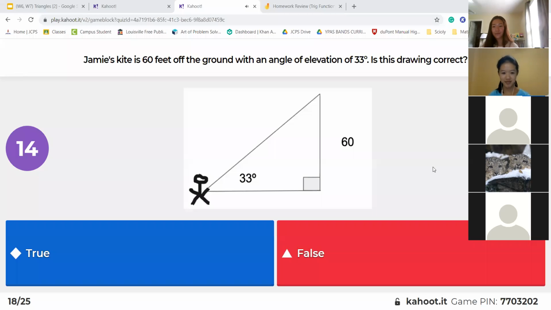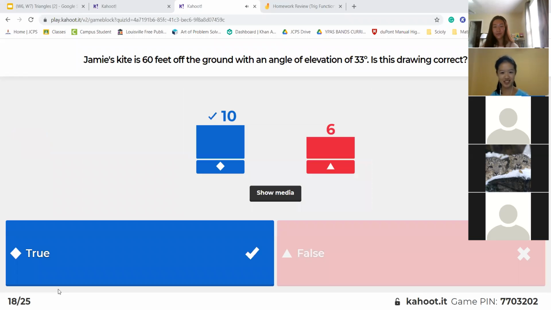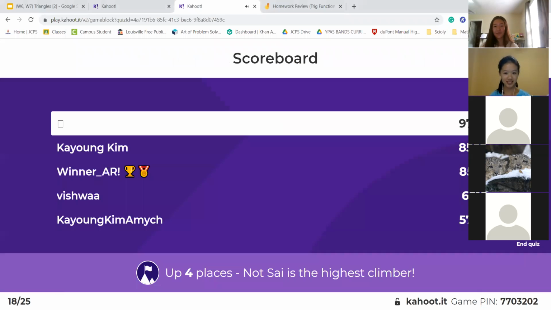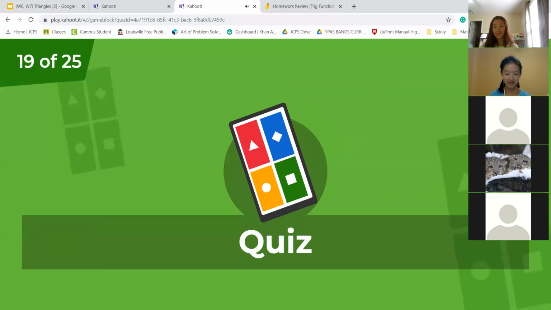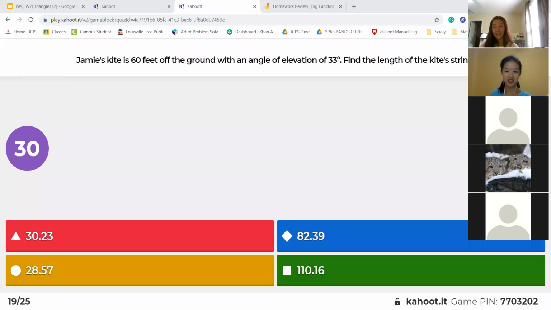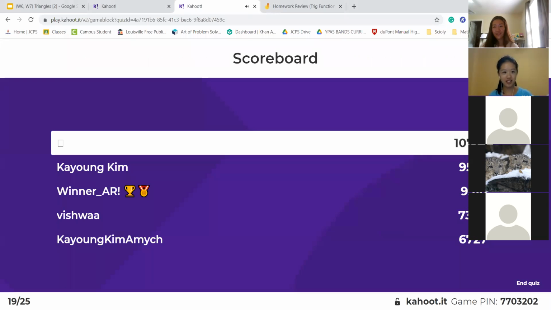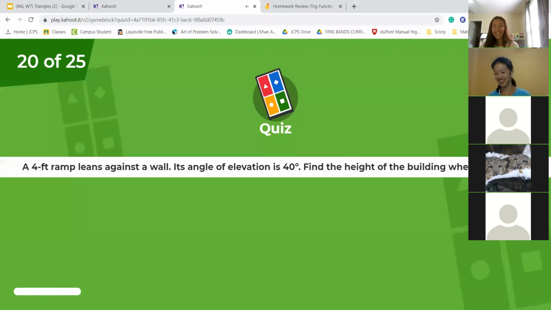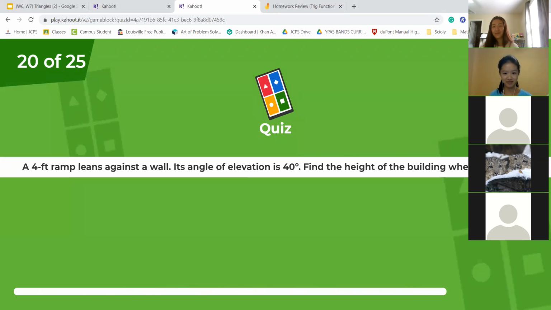Wait, is 33 degrees on the angle measure or the side? Angle measure. Okay, good. It's a little bit misplaced. I think it's okay. Good job, guys. Oh, the length of the kite string. Guys, get your calculator or not?